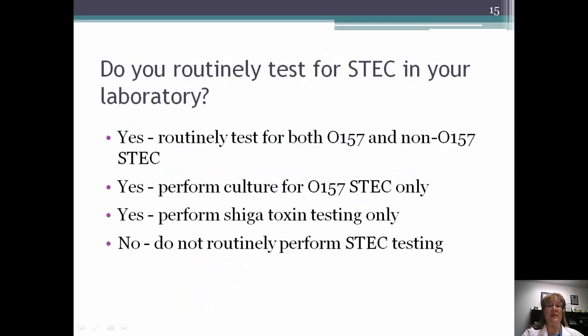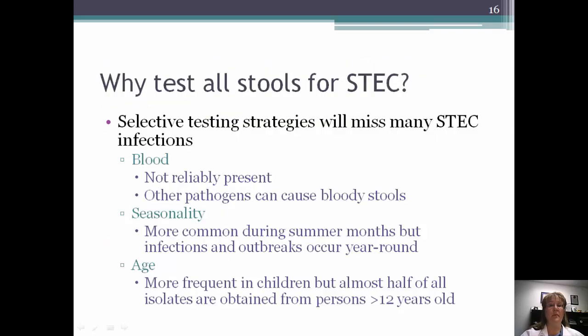Now, you notice in the previous slide, one of the things that I didn't mention is looking for Shiga toxin producing E. coli. So then the next question is, do you routinely test for that in your laboratory? Do you do both culture for E. coli O157 and testing for the non-O157 STECs? Do you culture for O157 only? Do you do an enzyme immunoassay for the Shiga toxin only? Or do you not perform testing at all unless it's requested?